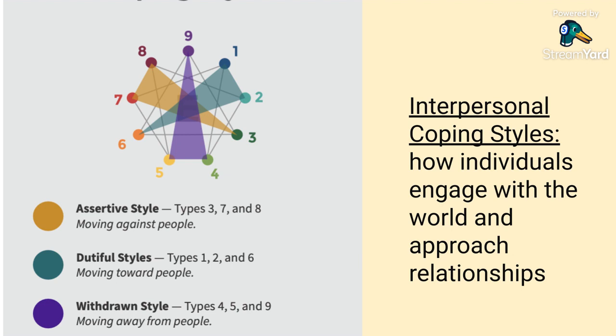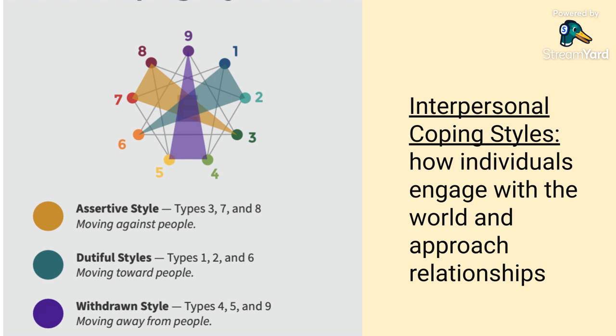Okay. So there's several different types of interpersonal coping styles, and that just means how individuals engage with the world and approach relationships. So each stance offers unique insights into how individuals engage with the world and how they navigate conflicts. And the three types are the assertive style. They're the gold, and you can see in the diagram it's 8, 7, and 3 that have this stance, and that means they move against people.